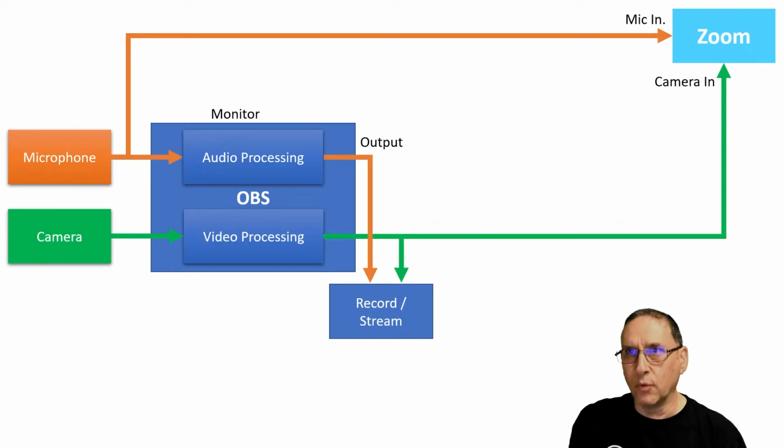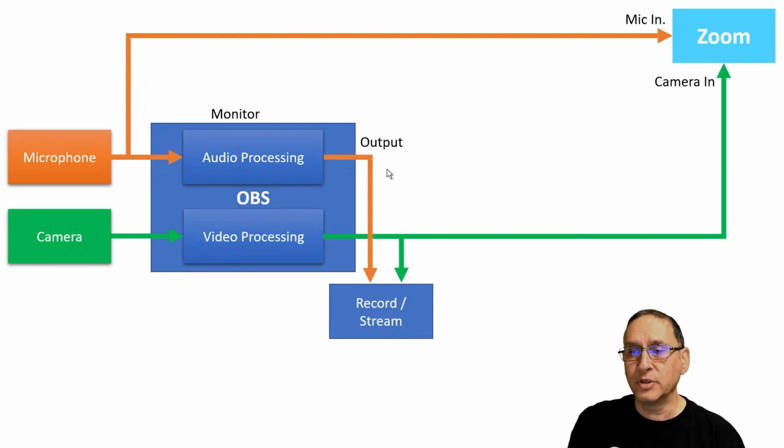Okay, so when we put OBS, this is essentially what happens. The microphone that could go and still is going directly into Zoom, but it also goes through OBS to video processing, so you can do all kinds of things to the voice, and it's being processed inside of OBS. The camera, on the other hand, does not go straight into Zoom. It goes into Zoom through OBS.